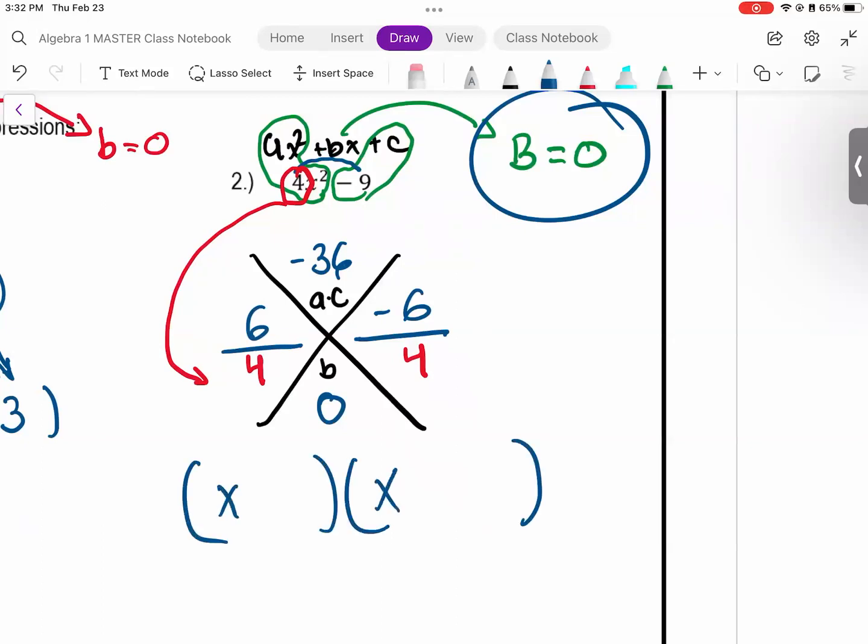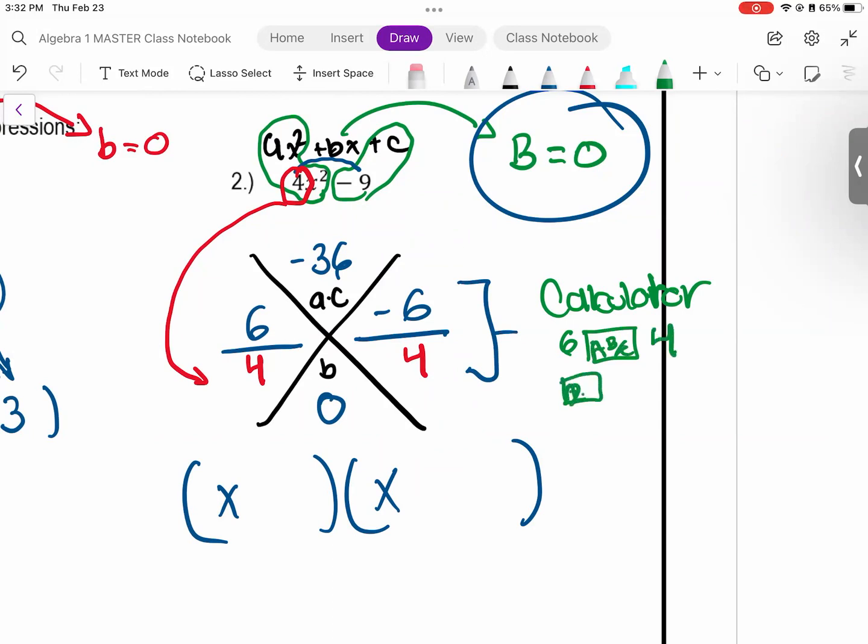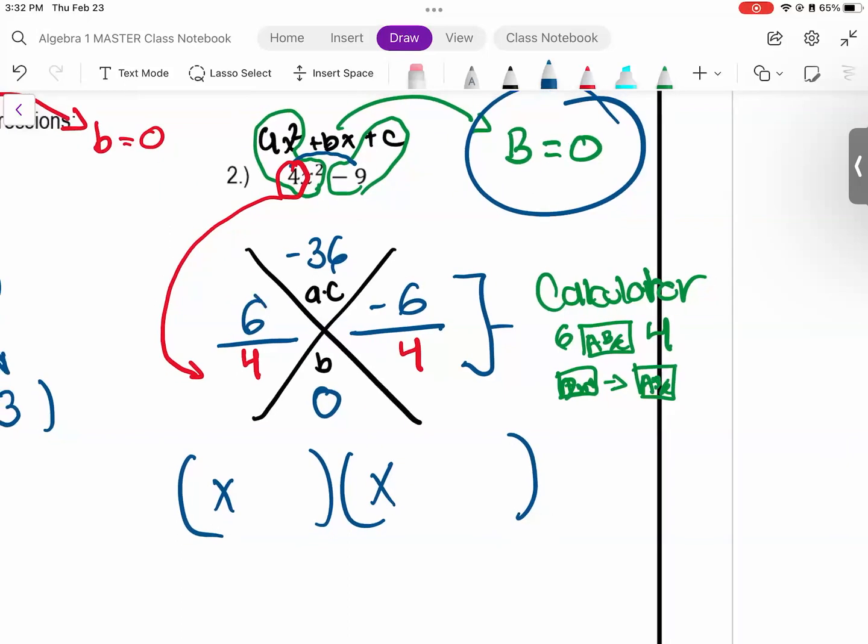Okay, so if you simplify this on the calculator, remember that we're going to be using the a b/c button: 6, a b/c, 4. And you should be getting 6 divided by 4, which is just 3/2, positive. And then -6 divided by 4, which is -3/2.